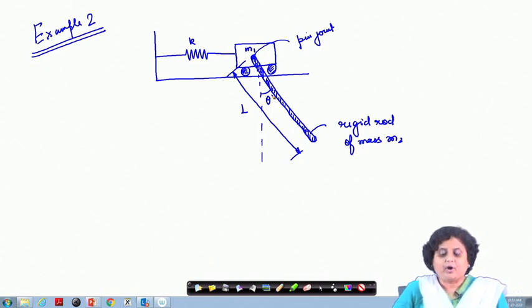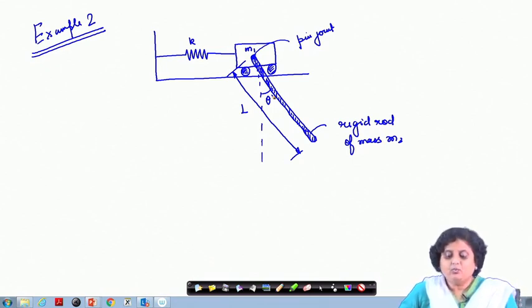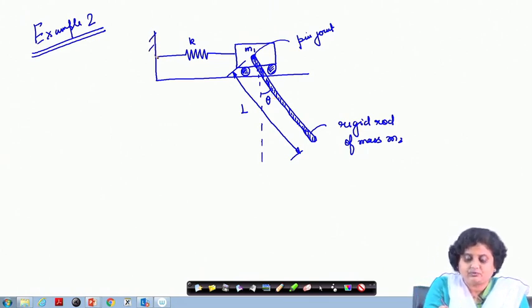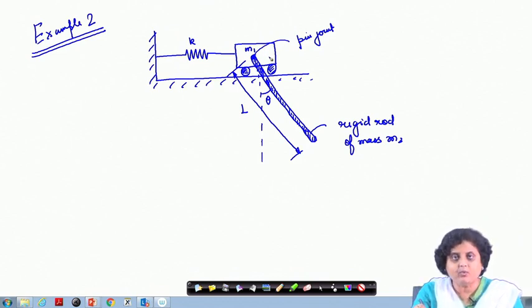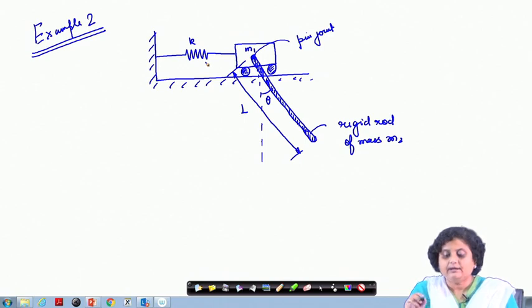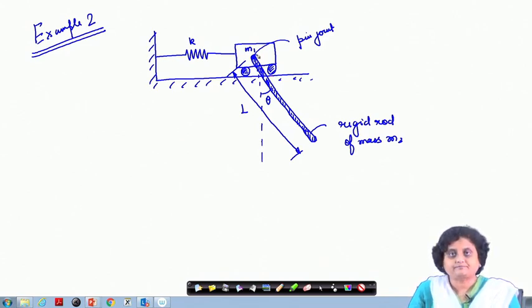So, this is the problem that we have. We have a concentrated spring mass system with mass m1 and spring constant k. Now, on this mass m1, a rigid rod of length L is pin jointed.